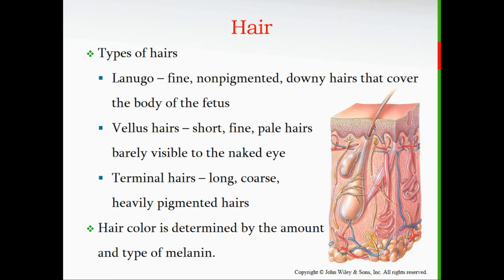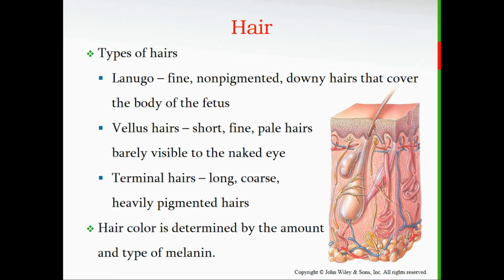Types of hair. Not sure if you were aware that there were these various types of hair, but these are the kinds that we have. Lanugo is fine, non-pigmented, downy hair that covers the body of the fetus. If you've ever seen a newborn baby, you probably noticed that they have a very fine, thin layer of hair that they will lose not long after birth.